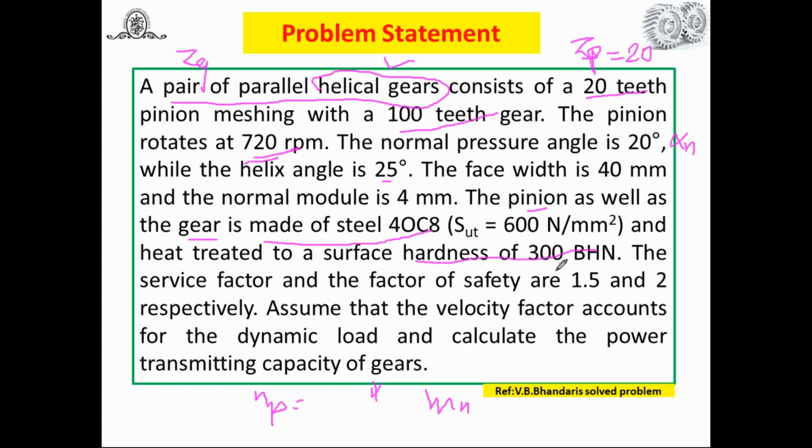Surface hardness is given, that is 300 BHN, that we are going to use to calculate the SW. The service factor is given CS 1.5, factor of safety FOS 2 is given. Assume that velocity factor accounts for the dynamic load, calculate power transmitting capacity. Now here in this problem, assume velocity factor accounts for the dynamic load.